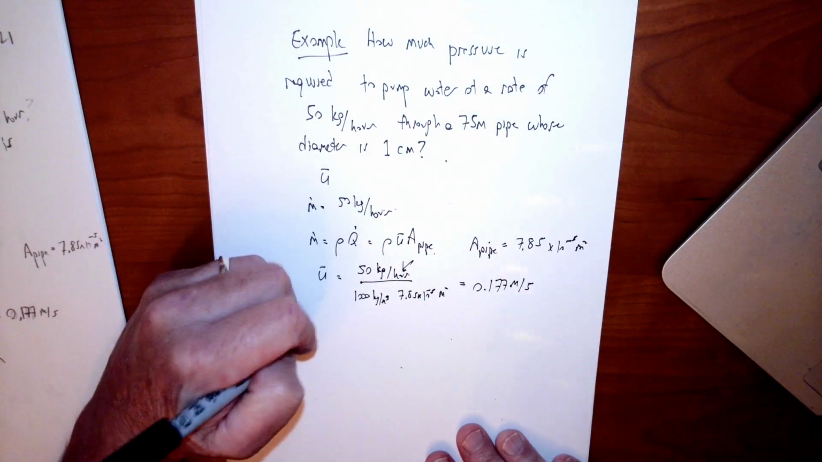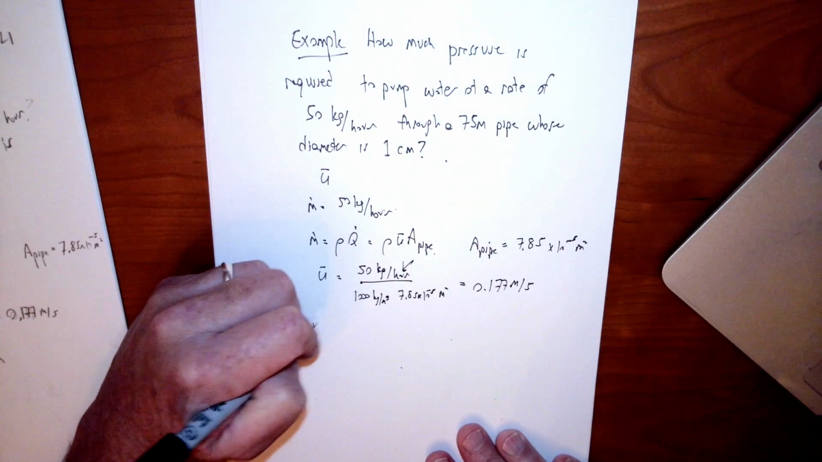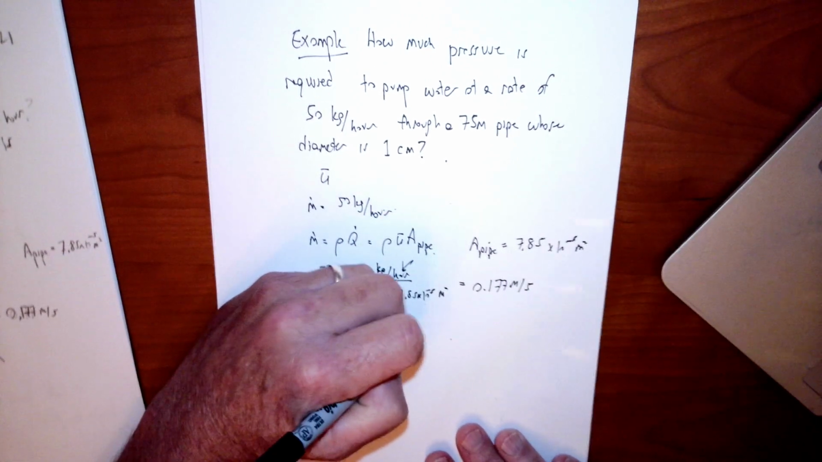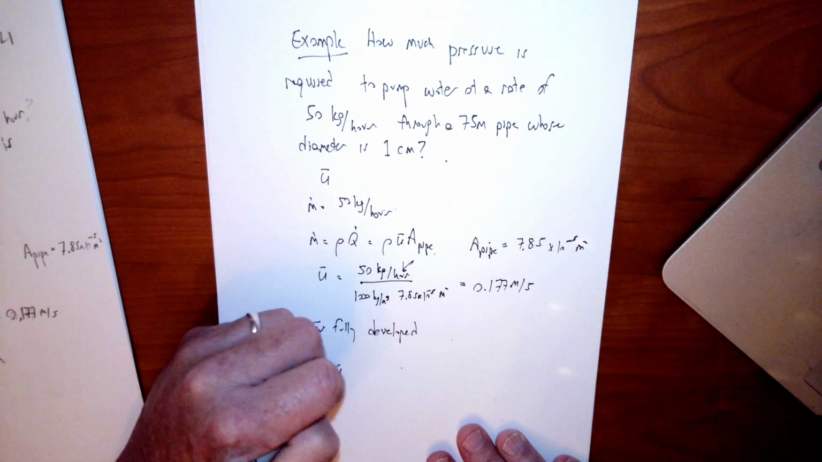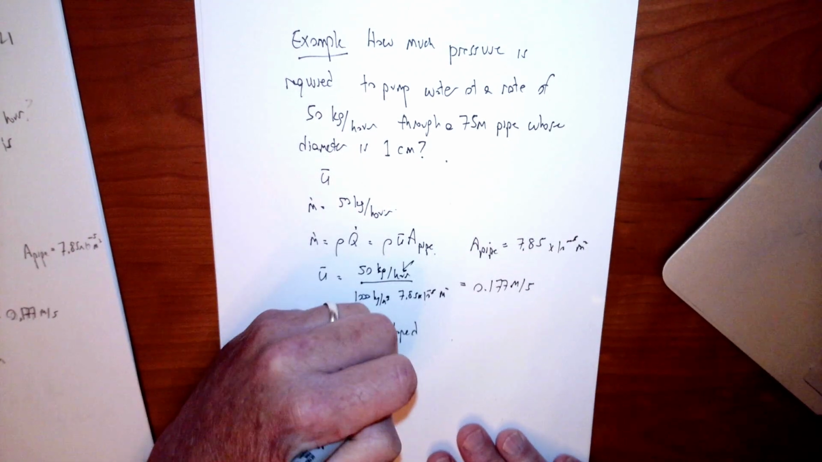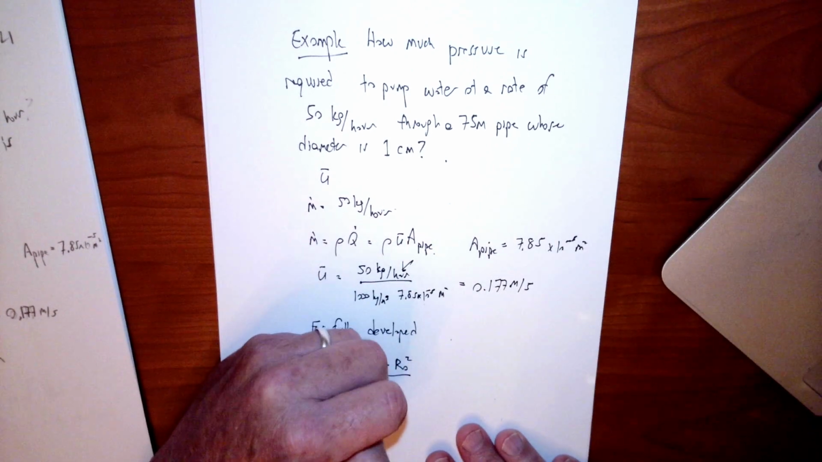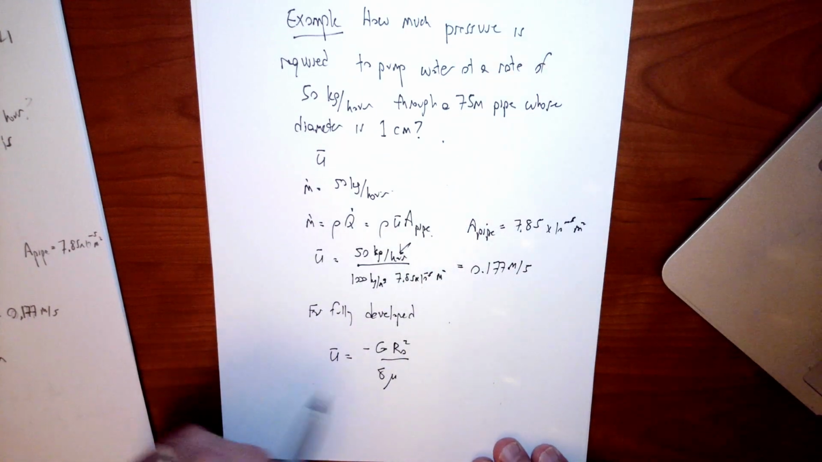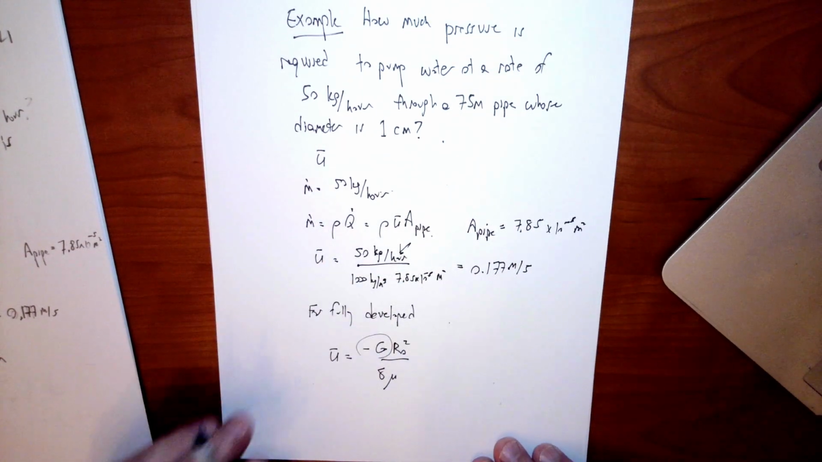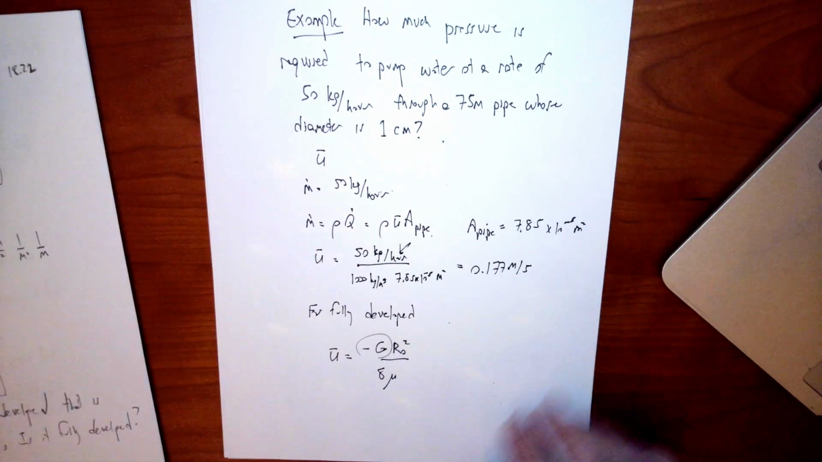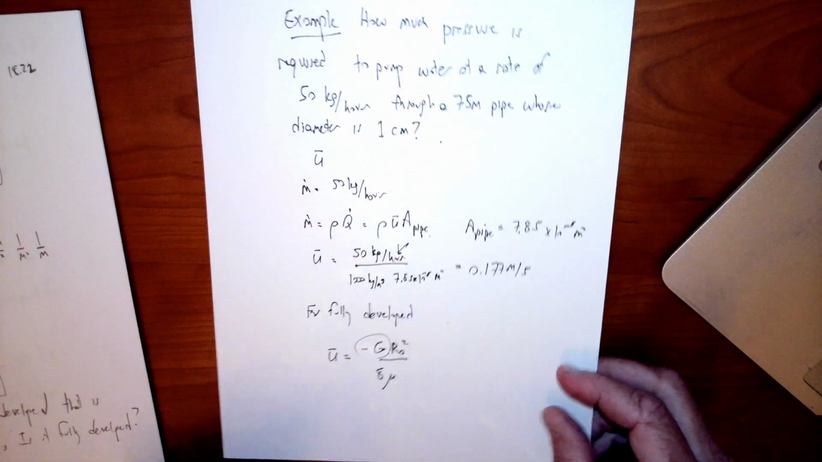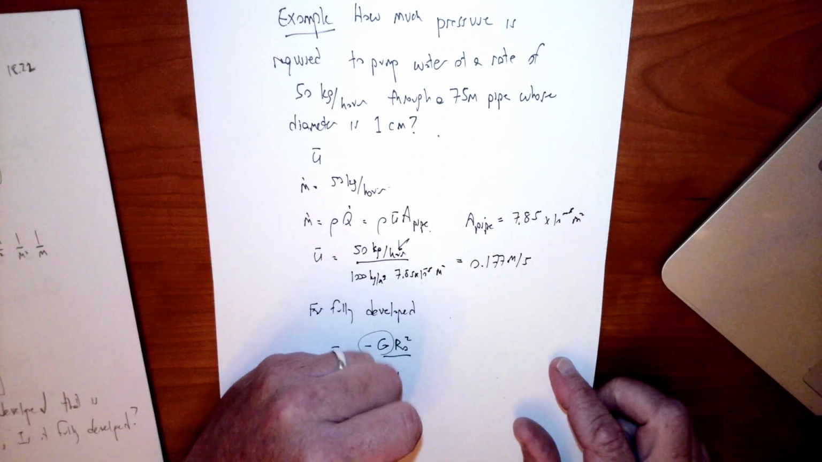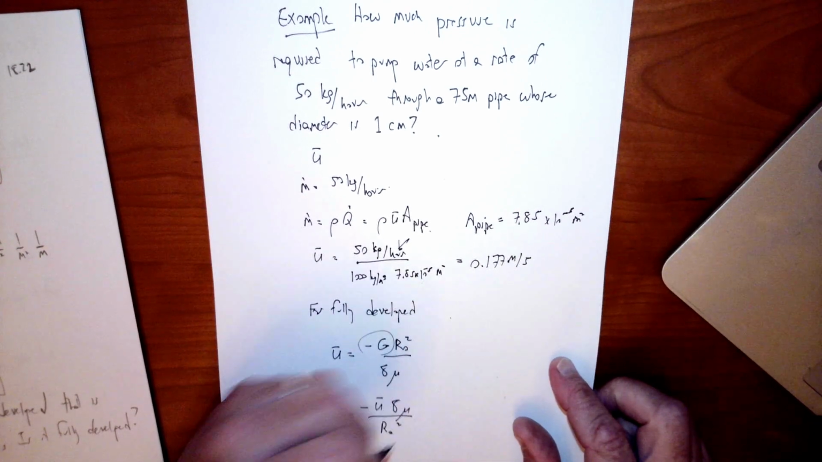In the fully developed region, we determined that we have relationships for U bar to pressure gradient. So U bar is equal to minus G R naught squared over 8 mu. That's something that we solved for in the last lectures. So we can use that now to solve for the pressure gradient needed to create a particular U. So we're going to rewrite this in terms of G. G is equal to minus U times 8 mu over R naught squared.